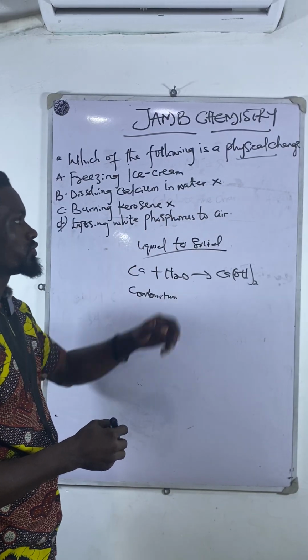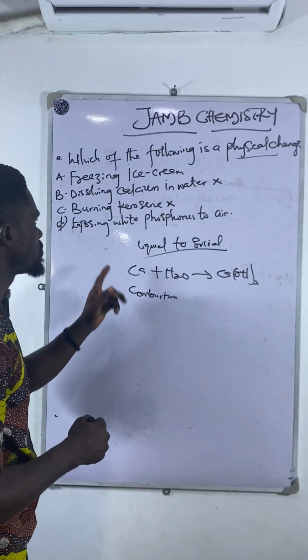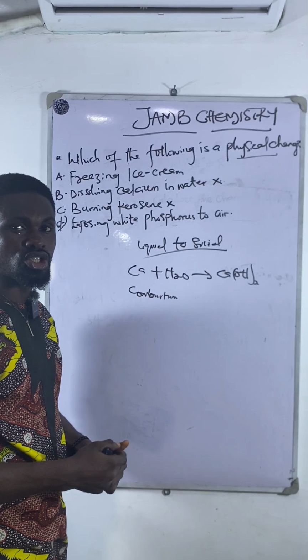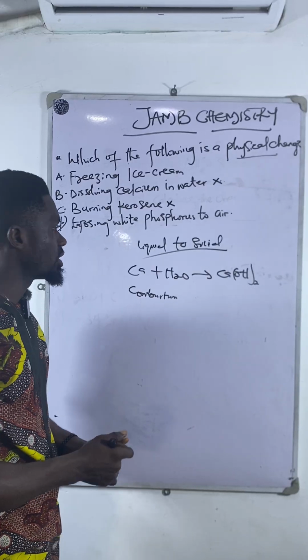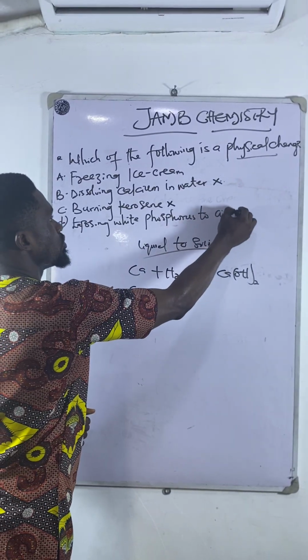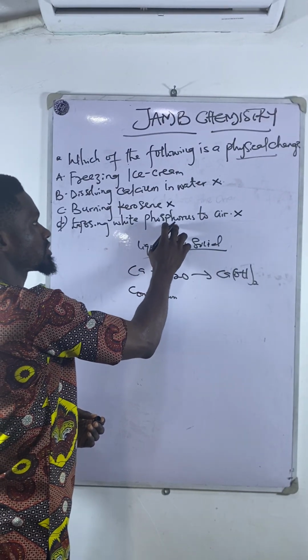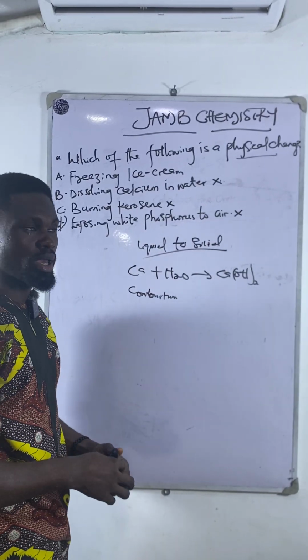So, exposing phosphorus to air. When you expose phosphorus to air, it can attract oxygen and it can even ignite. So it's also a chemical change. Phosphorus can burn when exposed to air. Am I communicating?